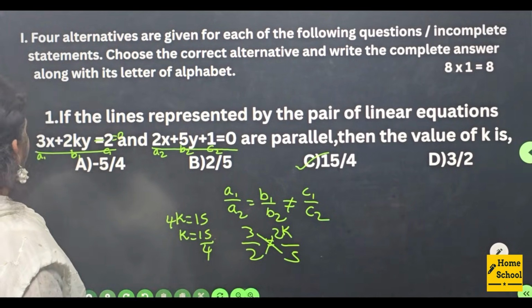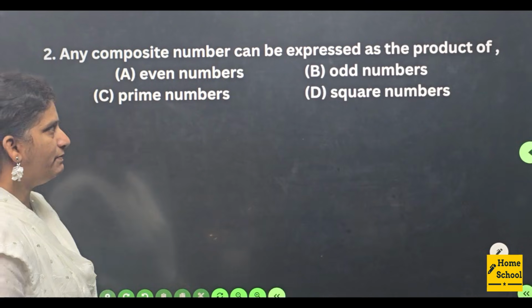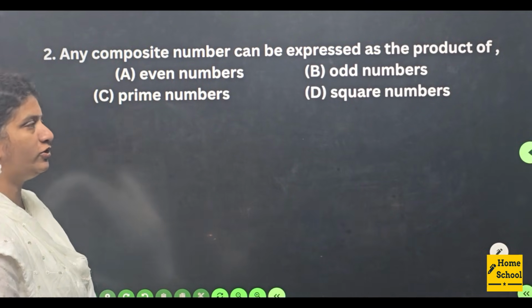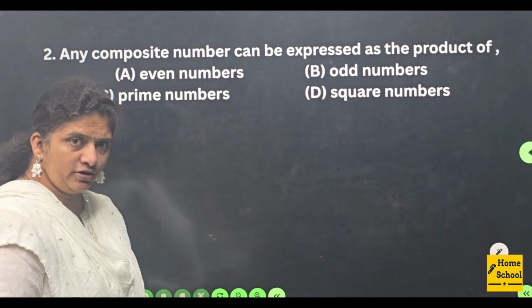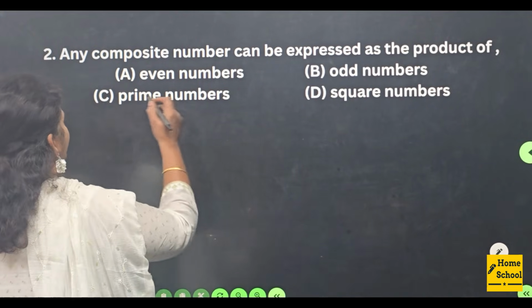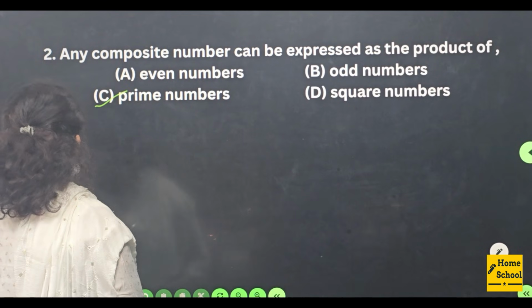Second one. Any composite number can be expressed as the product of. Any composite number can be expressed as the product of prime numbers. Yes, C is your option.